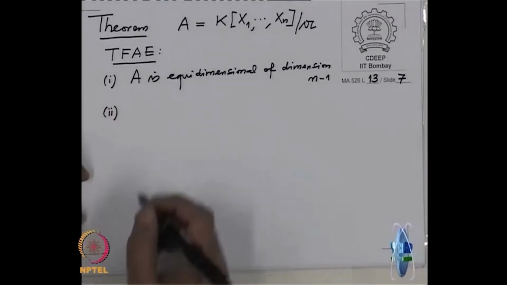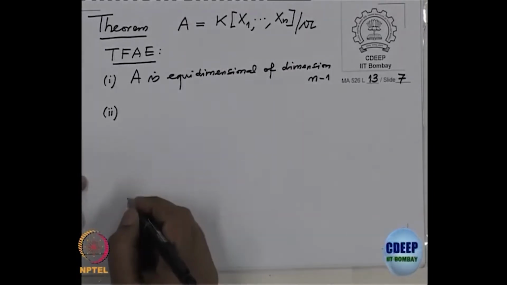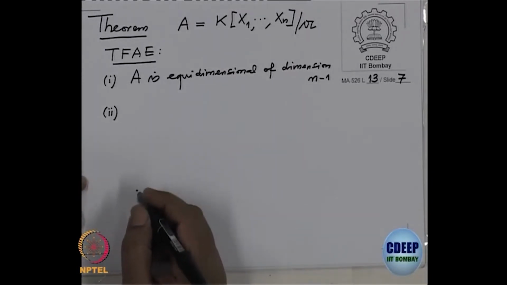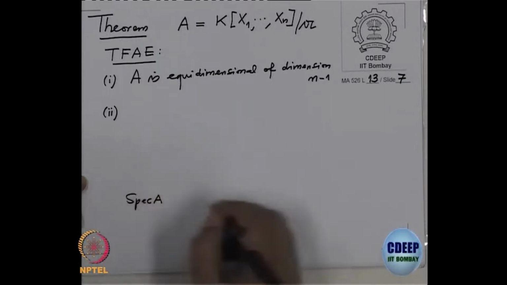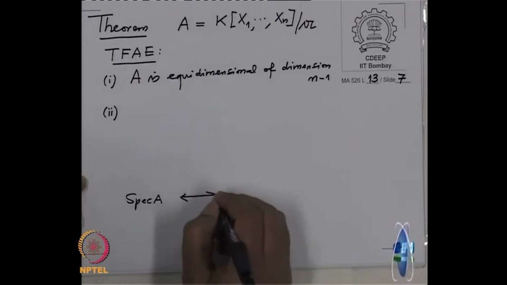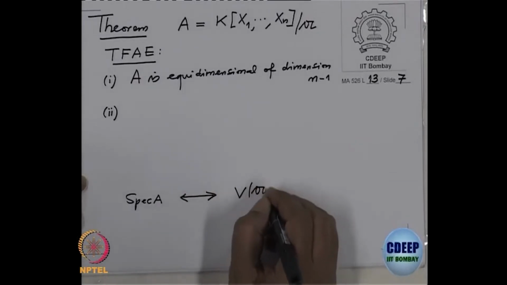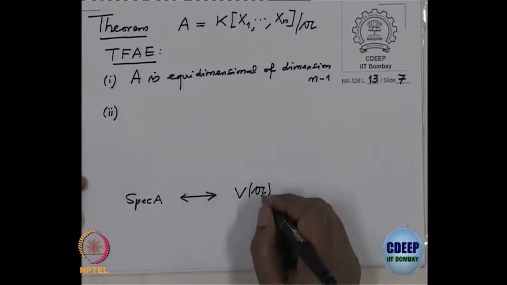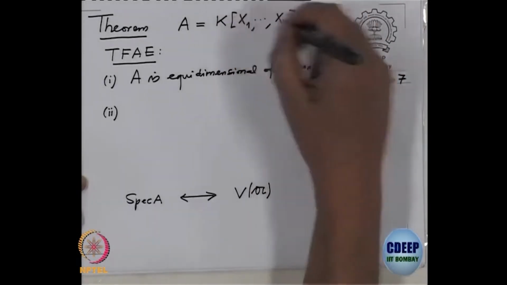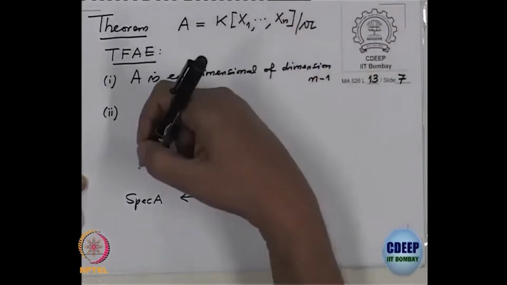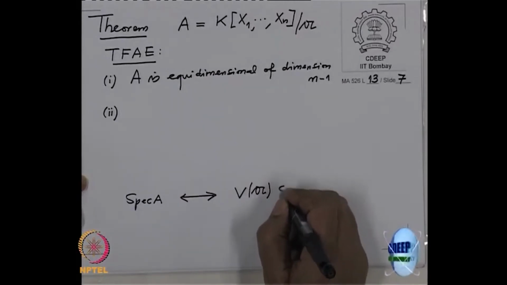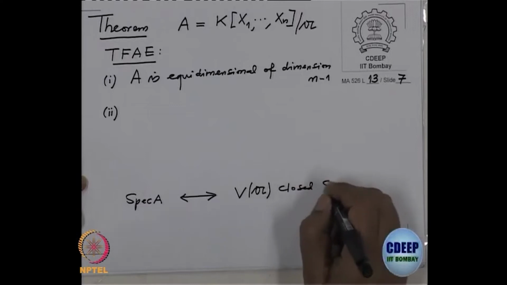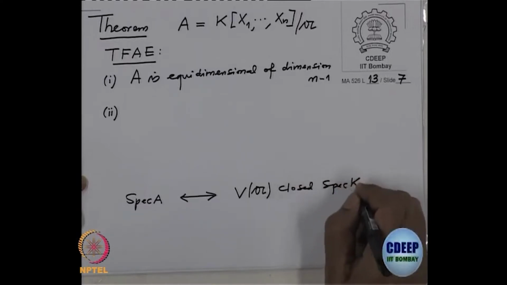Before I write the statements, to make them clearer, I am going to identify the spectrum of A, the prime ideals of A, to V of A. V of A simply means all those prime ideals in the polynomial ring which contain A, and then they will correspond to prime ideals in A and conversely. So, this is a closed subset in Spec of K[x1, ..., xn].